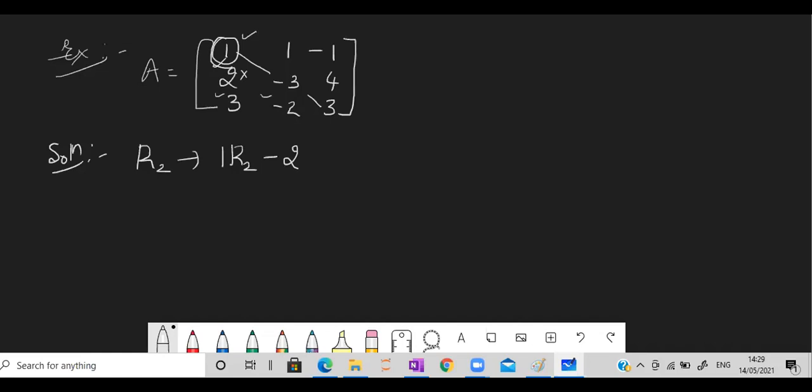This 1 is lying in which row? R1, the first row. Similarly, we'll apply one more operation. I want to reduce this 3 to 0 as well, so the operation is for R3. How to do it? R3 minus 3 times R1, again with the help of this 1, which is in R1.